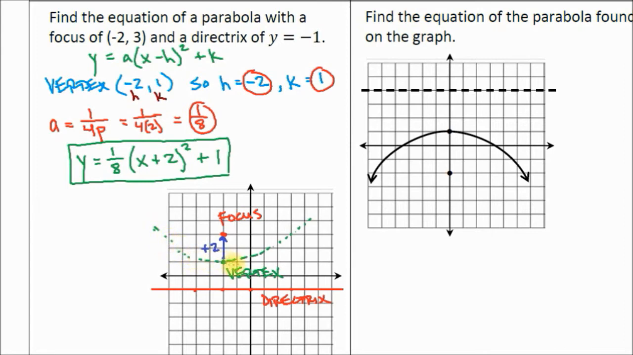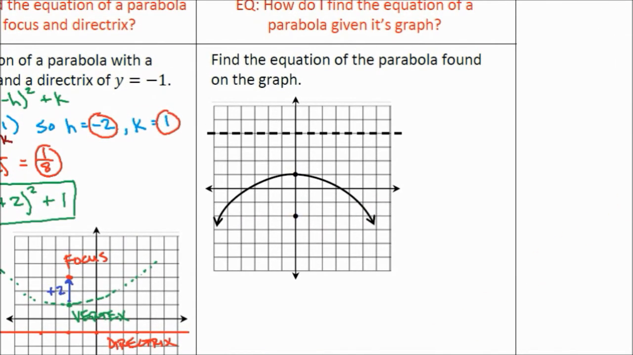Remember, the closer we get to 0, the more compressed the parabola is; the bigger the value of a, the narrower. If a was 10 or 12, the more stretched the parabola is going to be. So there is our first answer. Let's go to the next one.